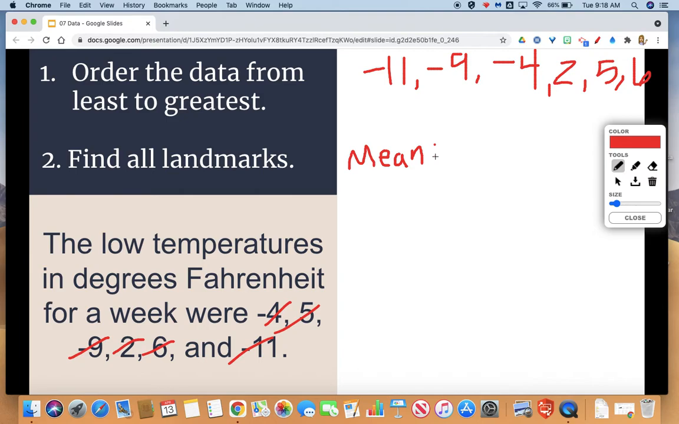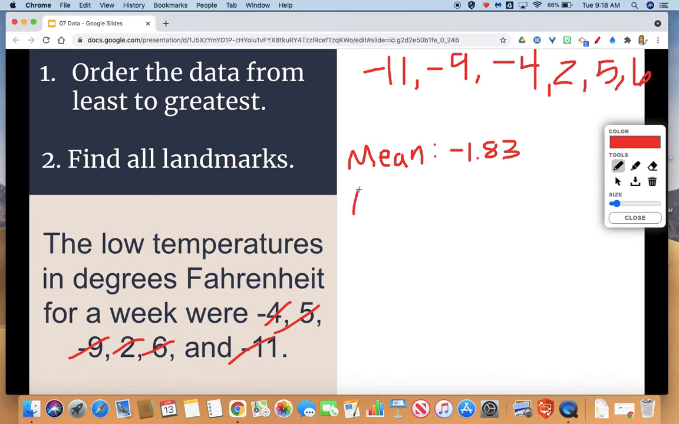When I'm adding those together, I'm getting -11. I'm just going to double check that one time to make sure I added correctly. Okay, I'm getting -11 when I add those 6 numbers. So now I'm going to take -11 and divide it by 6. That's how many data points there are. And I'm getting -1.83 repeating, so I will just round that to -1.83.